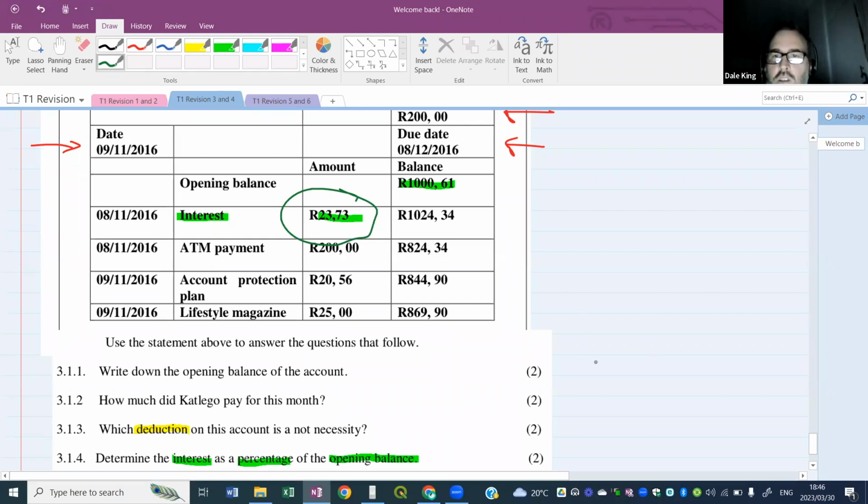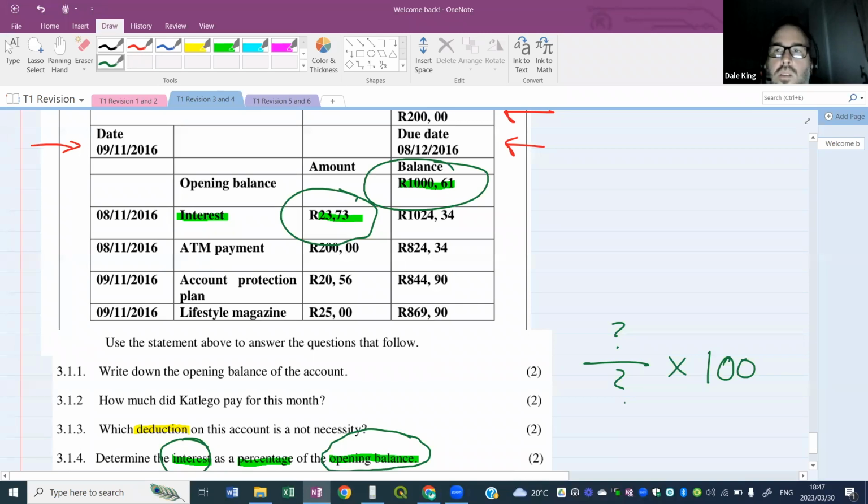Now as a percentage, you know we're going to have a fraction. We're going to need something at the top, something at the bottom, and then we multiply by. For a percentage, what do we multiply by to get a percentage? 100. Okay, so we need a value at the top of the fraction, a value at the bottom of the fraction. Now, when they say determine the interest, that's the 23 Rand 73. And what must be at the bottom? Well, they say as a percentage of the opening balance. Now, where is that opening balance value? There it is there.